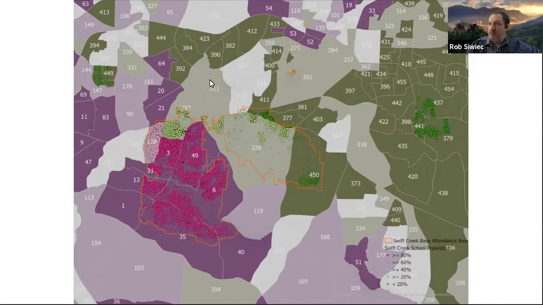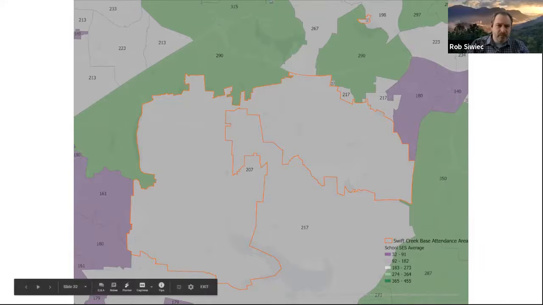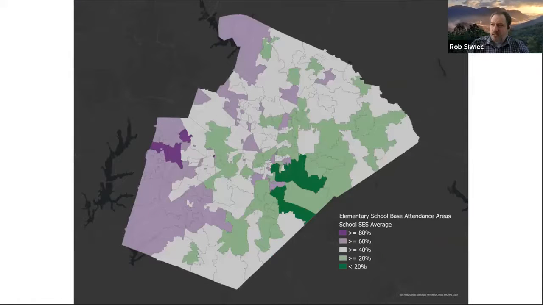And if we take all the students that actually go to the school and look at that economic health average, we're bringing that school back down to about the middle of the economic health. So we're trying to balance that school out, and we did a pretty good job with Swift Creek. Here are all the base attendance areas by school average, and that is a lot different than the base, because of that reason that you don't have to go to the school that you're assigned to.